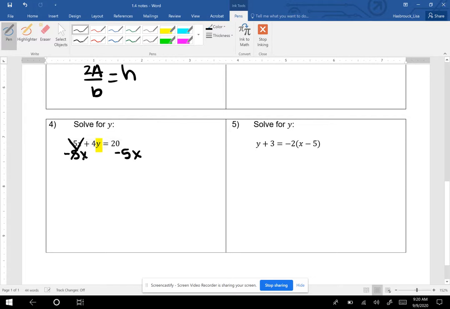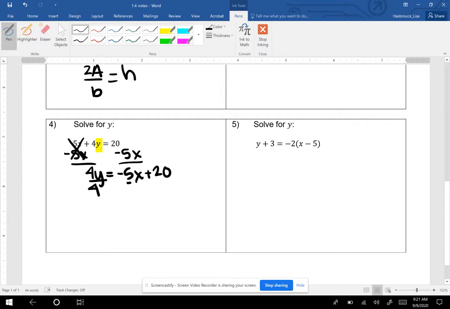The 5x's cancel on the left. So I have 4y equals. Now on this right-hand side, I'm going to put the minus 5x first. We want to get in the habit of putting the x value first. So I bring down that minus 5x and put it first. And then this 20 is a plus. It's a positive 20. So I put plus 20. Next, we want to get rid of that 4. Since it's 4 times y, to get rid of it, we divide by 4.